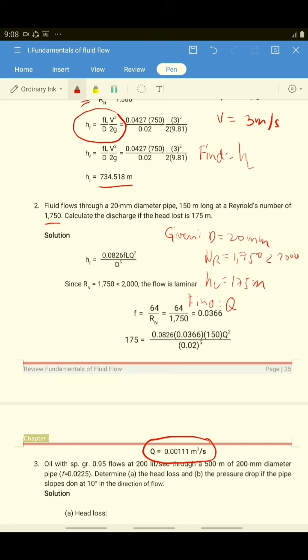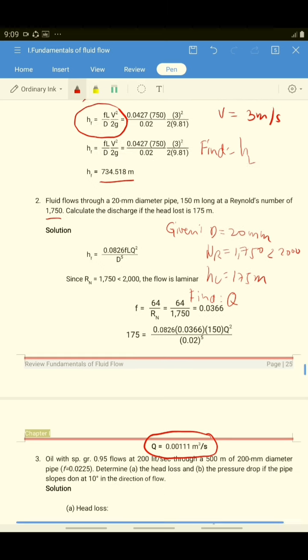So you have to remember in this topic, you need to list down all the given. So if the Reynolds number is given in the problem, you can think that the head loss we're going to use is the formula of Darcy, because the friction factor can also be taken when you have the Reynolds number, and you can determine the type of flow.